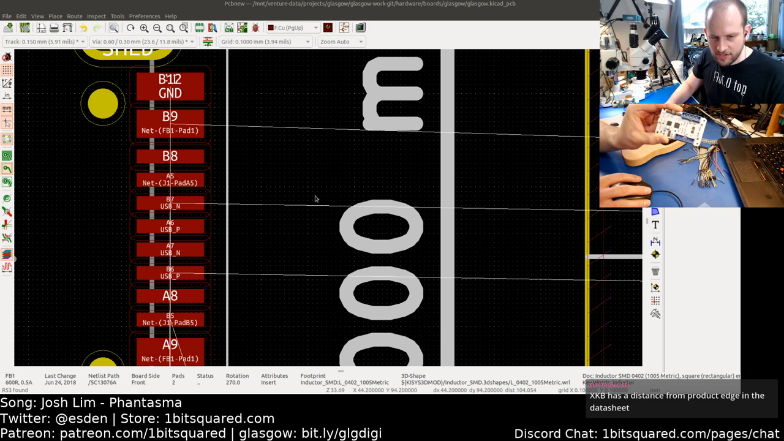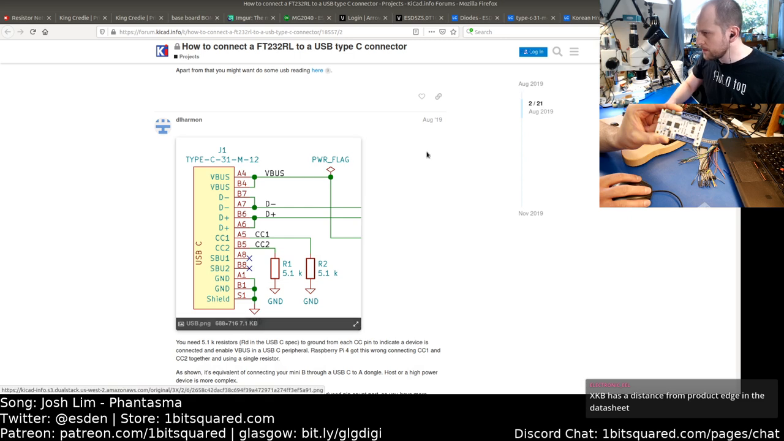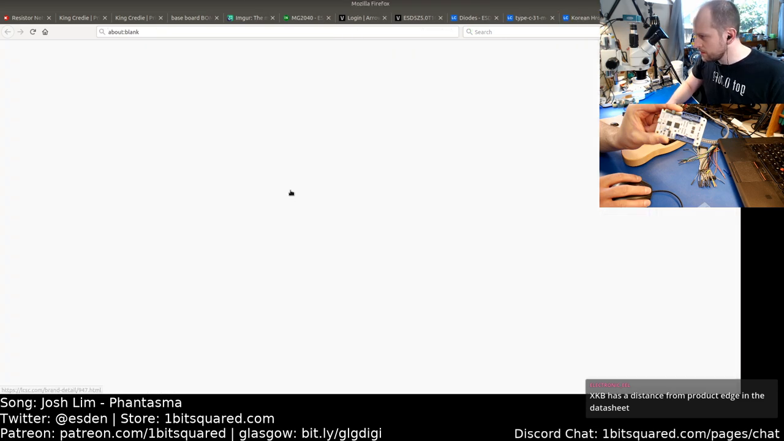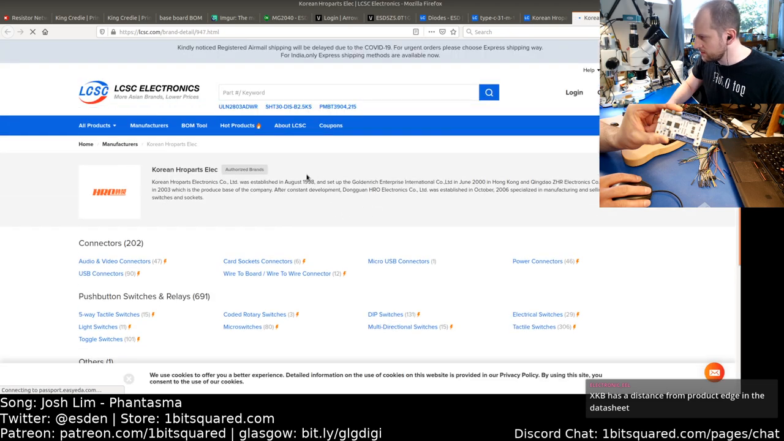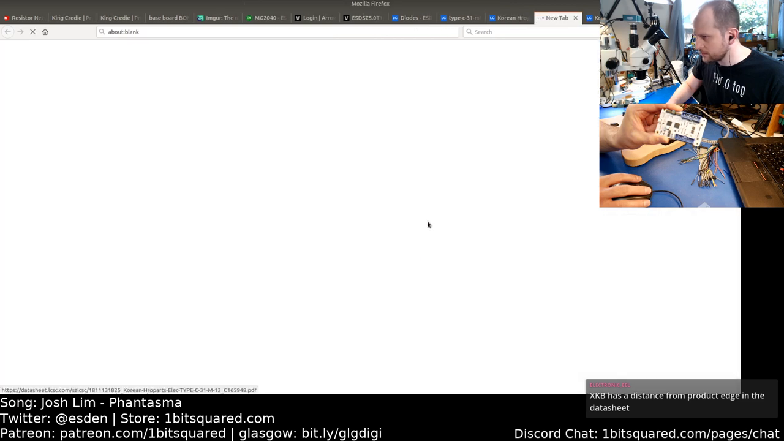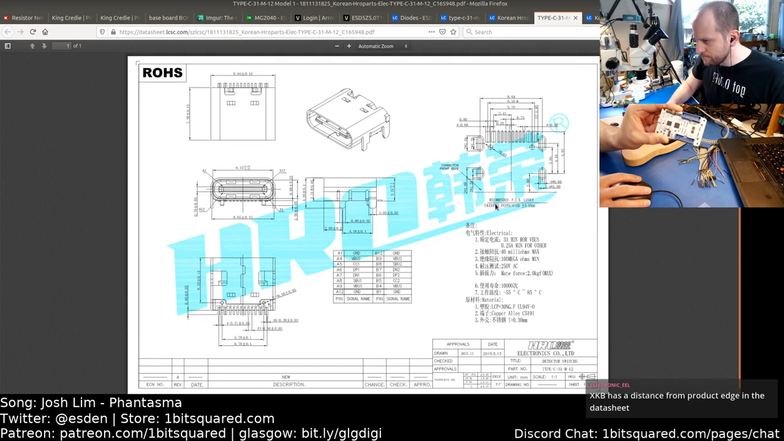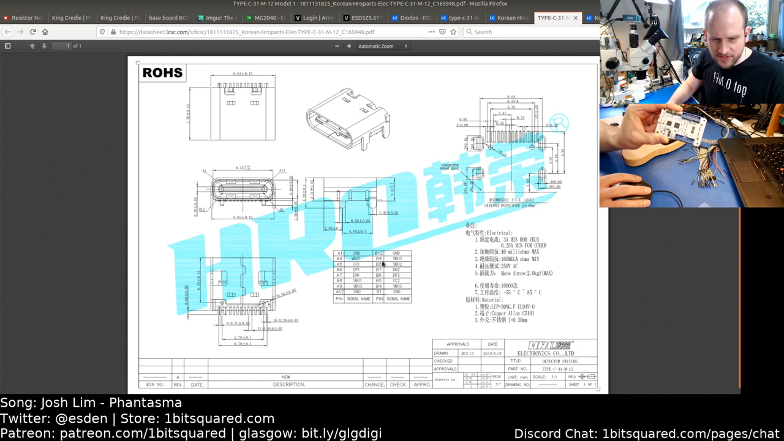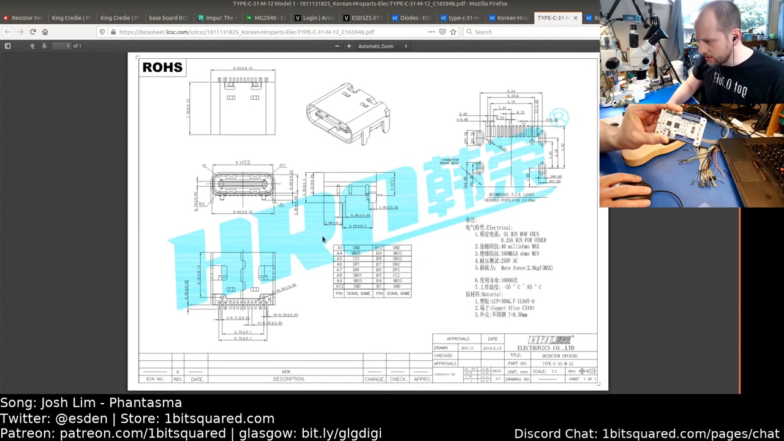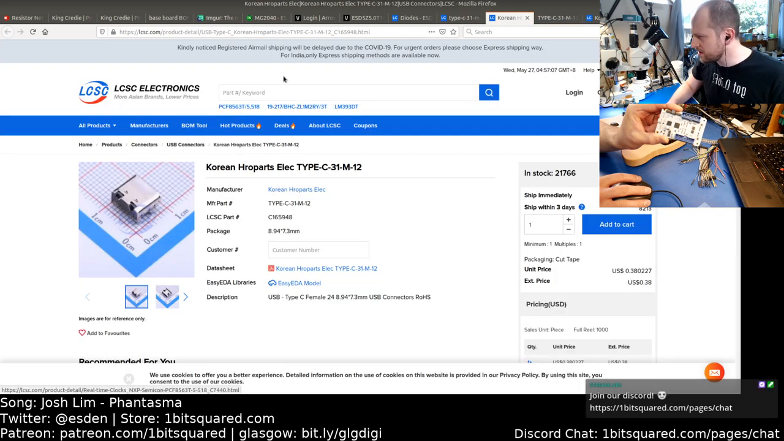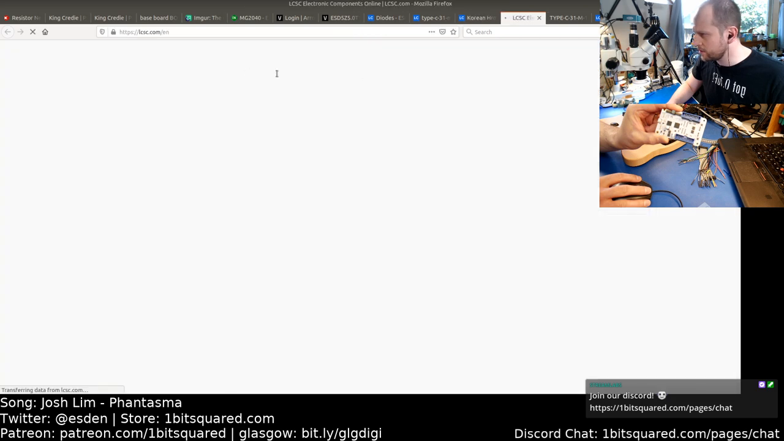Has a distance from the product edge in the datasheet? Okay. Yeah, this is a different connector, I assume, than this one. This is wrong. There. This one. Recommended PCB layout tolerance. Connector front edge, sure. Yeah, this one does not. It's a different one that you're talking about, electronic eel. Or eel. I just need to abbreviate your name, I think. Yeah. So, this one doesn't have it. And you say XKB? Is that the other one here? Don't have it open yet.